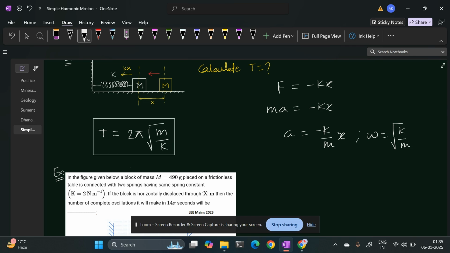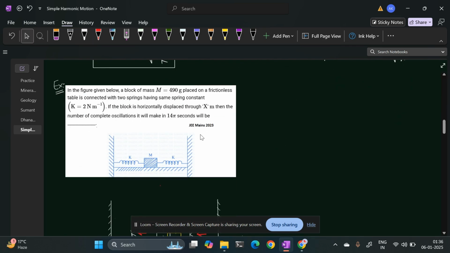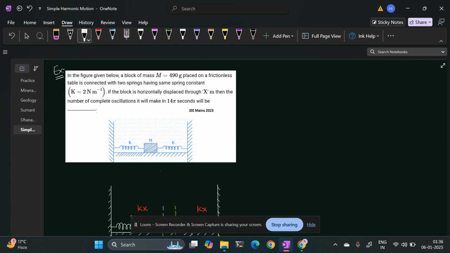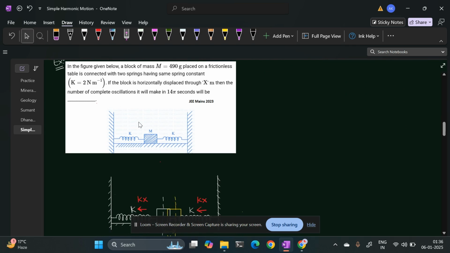Now, let's see the second problem. This problem came in JEE Main 2023. So, firstly, let's understand that problem. This problem says that the mass of the block is 490 gram, a spring constant k is given, and if the block is horizontally displaced through x meter, then the number of complete oscillations it will make in 14 pi second will be.